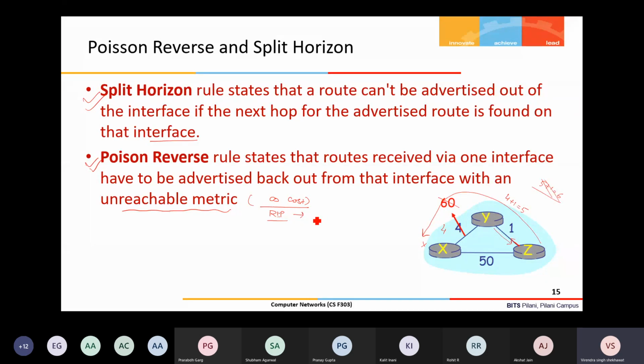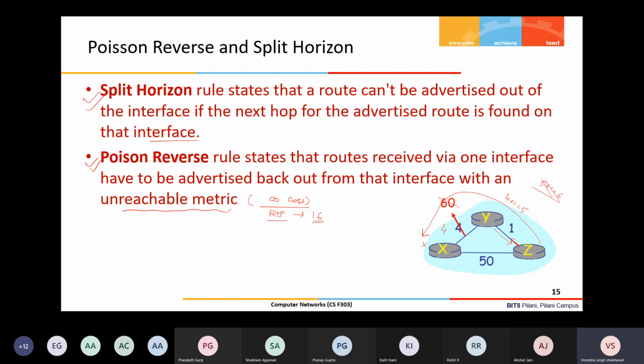RIP uses 16 as infinity. So any link cost value more than 15 is considered infinity, because the valid cost of a link cannot be more than 15. So maximum 15, any route cannot be more than 15 hops. Each hop is assigned a cost of one, and then the maximum route can be 15 hops. Anything more than 15 is considered infinity.